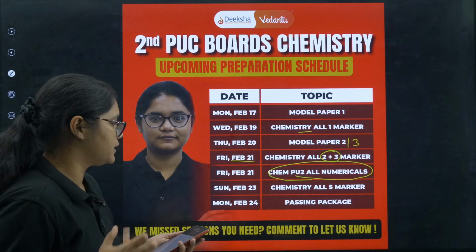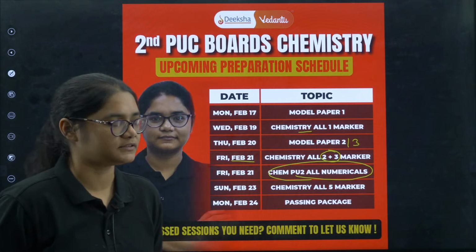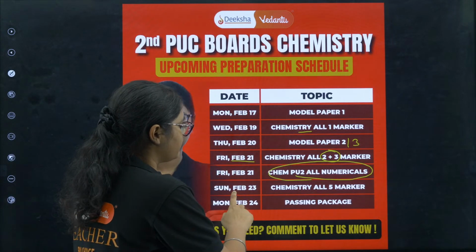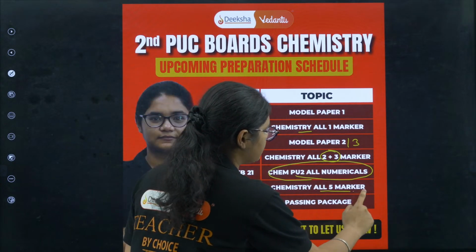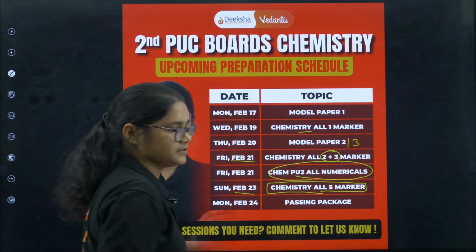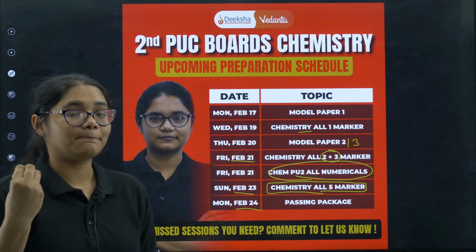Okay, so how many numericals can we do? We have only 3 chapters. From those 3 chapters, whatever numericals are possible, we will be solving. Then on 23rd of Feb, you will get 1 day break from chemistry, and on 23rd I will be solving all 5 marker questions. Okay, next on 24th of February, I'll give you a passing package.